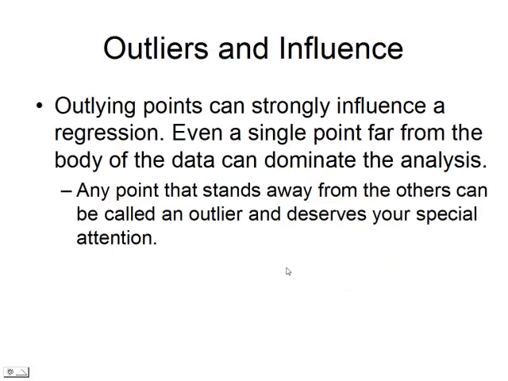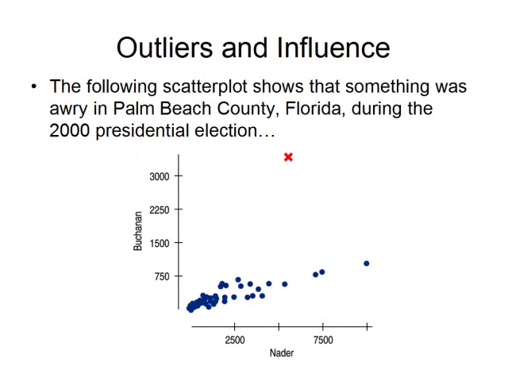Outlying points can strongly influence the regression. Even a single point far from the body of the data can dominate the analysis. Any point that stands away from the others can be called an outlier and deserves your special attention. The following scatter plot shows that something was awry in Palm Beach County, Florida during the 2000 presidential election. On the x-axis we have the number of voters for Nader, and on the y-axis we have the number of voters for Buchanan. You can see that the body of the scatter plot is down here, and we have this one point that's up here marked with the X.